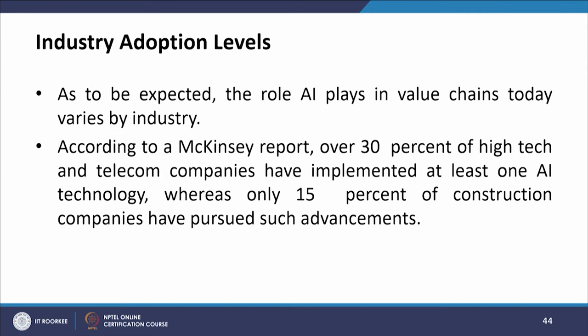Next, let us look at the industry adoption level. So, as to be expected, the role of AI in the value chain today varies by industry. So, some are at a higher level of adoption, some are at a lower level of adoption. According to a McKinsey report, over 30% of high tech and telecom companies have implemented at least one AI technology, whereas only 15% of construction companies have pursued such advancements.